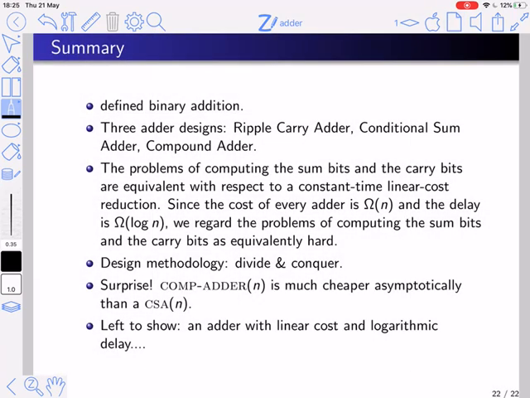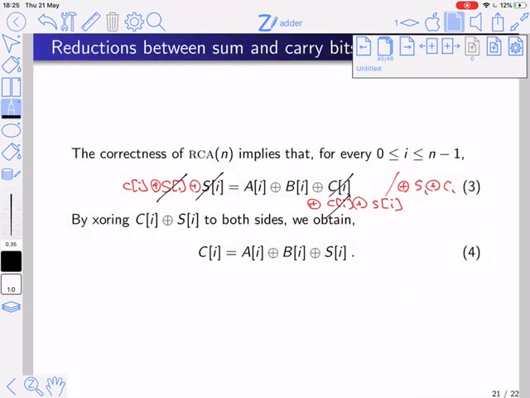Good. Let's summarize. We defined binary addition. We presented 3 adder designs: the ripple-carry adder, the conditional sum adder, the compound adder. We showed that the problems of computing the sum bits and the carry bits are equivalent with respect to constant time, linear cost reductions. What this means is if I have C_i, A_i, and B_i, I can compute S_i in constant time. These are 2 XORs. And if I have all of these bits, I can compute all of the bits of the sum with a linear number of XOR gates.